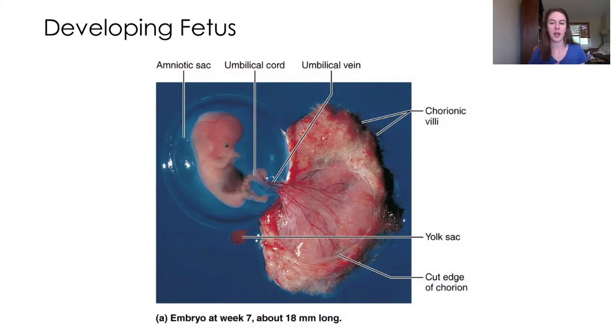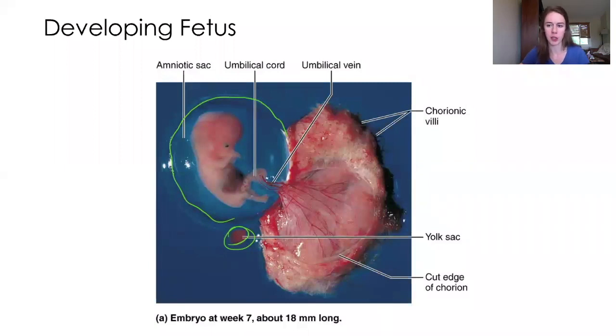We have the yolk sac kind of off on the side here. The amniotic sac is now surrounding, and the chorionic villi are communicating with the endometrium of the mother.